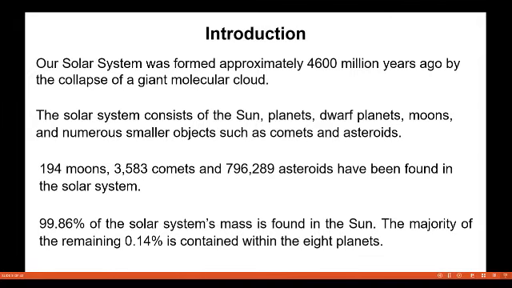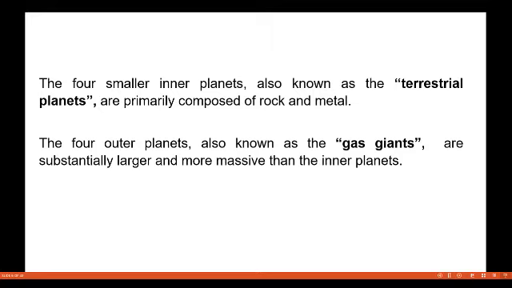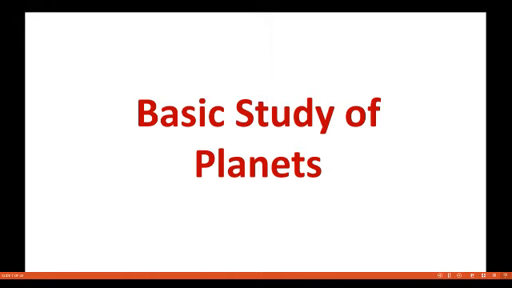99.86% of the solar system's mass is found in the sun. The majority of the remaining 0.14% is contained within 8 planets of the solar system. The 4 smaller inner planets are also known as terrestrial planets because they are made up of solid rock and metal. The 4 outer planets, also known as gas giants, are substantially larger and more massive than the inner planets, and they are made up of gases.